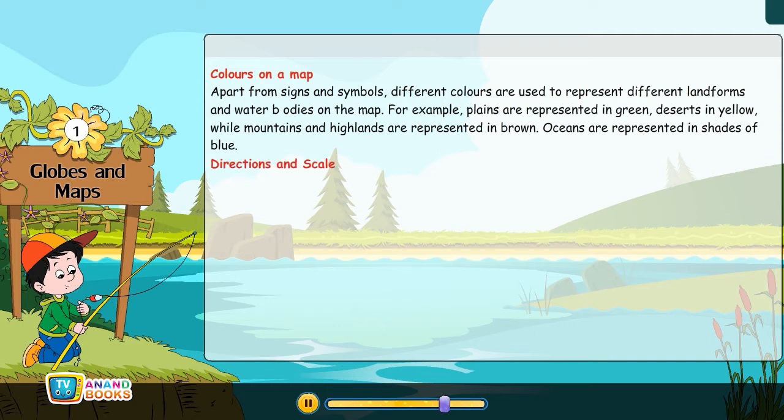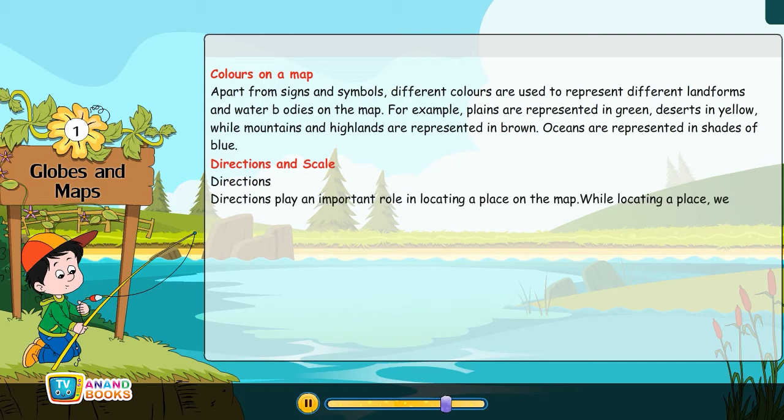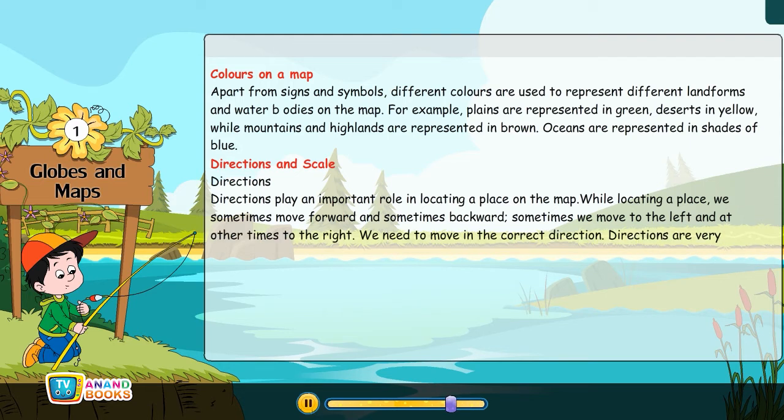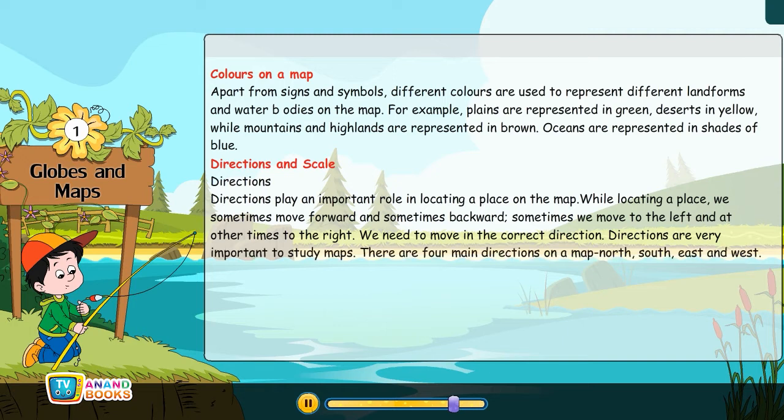Directions and scale. Directions. Directions play an important role in locating a place on the map. While locating a place, we sometimes move forward and sometimes backward. Sometimes we move to the left and at other times to the right. We need to move in the correct direction. Directions are very important to study maps.